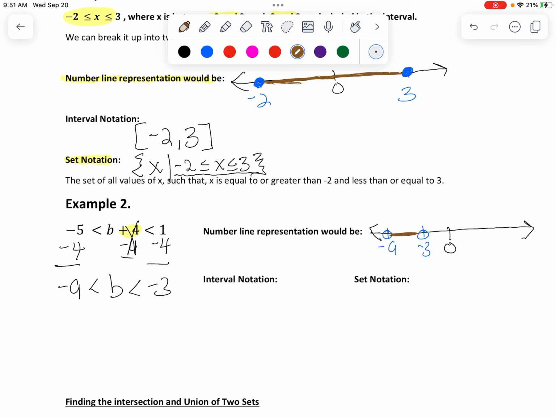Okay, moving on to interval notation. How far left does that graph go? It goes to -9. Now I use the parenthesis because it's open. It's not equal to, it's just less than. And the same thing for the -3. We'll use parentheses. Brackets indicate that it's closed, it's equal to. And then set notation, you start the squiggly, x, values of x such that -9 is less than x, which is less than -3. And then you close it. And that would be it.